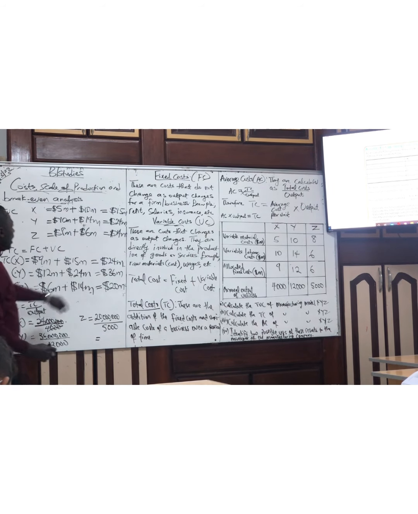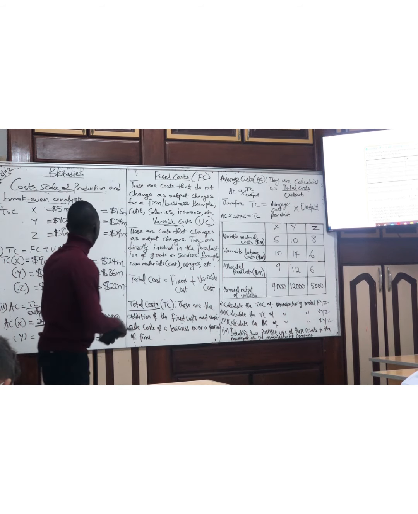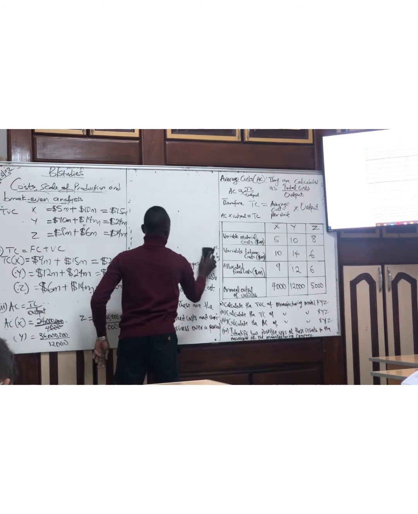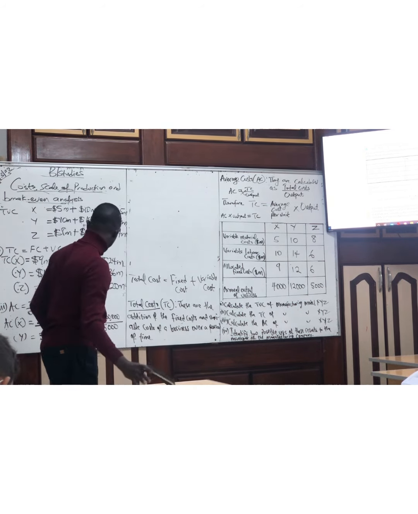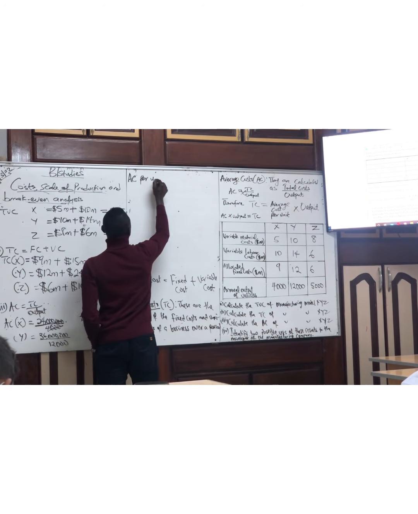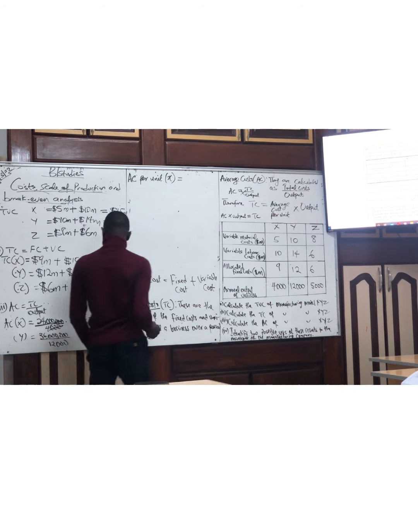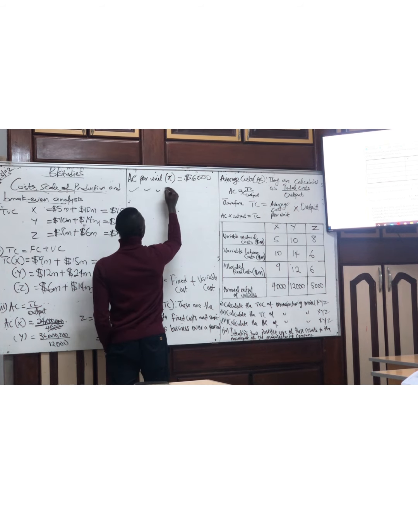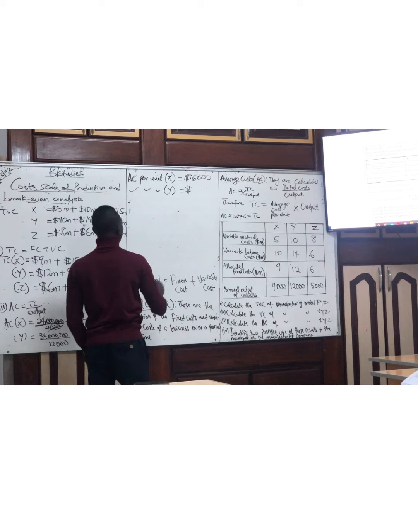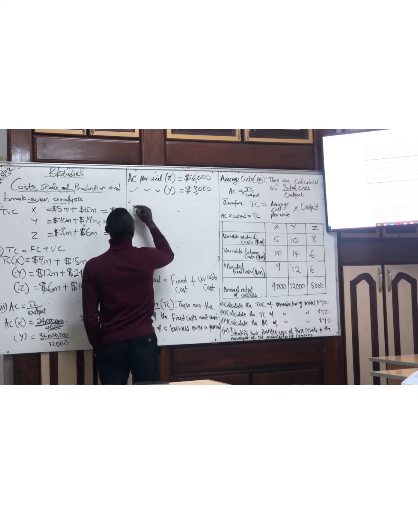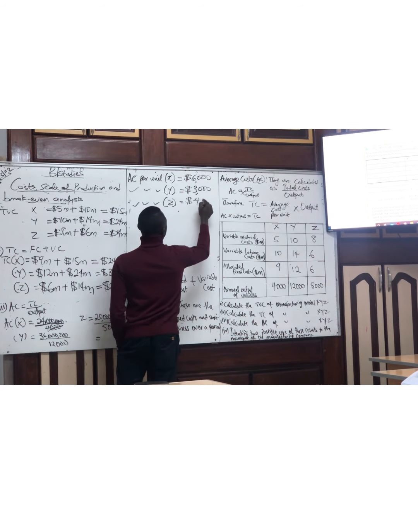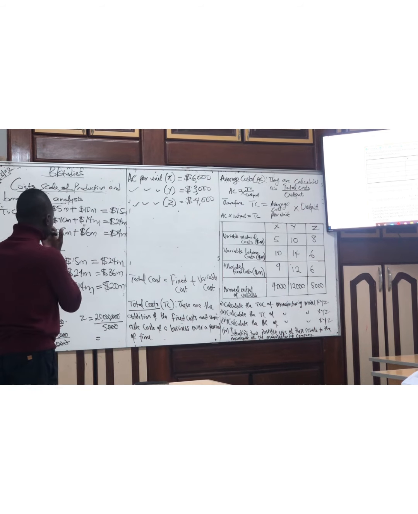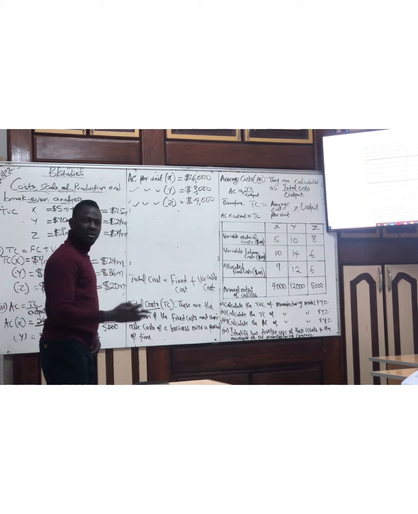So for X, have you written this? Yes. Okay. So the average cost per unit of X is what? $6,000. Yes. Do you understand? The average cost per unit of Y is what? $3,000. Are you sure? Yes. Okay. And for Z? $4,000. Is it clear? Do you have any question? Okay. So with what we have here, we are able to calculate the cost for each of the firms.